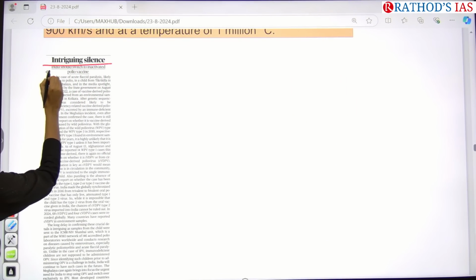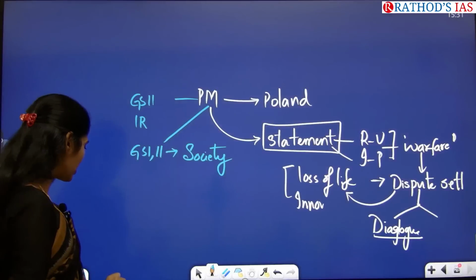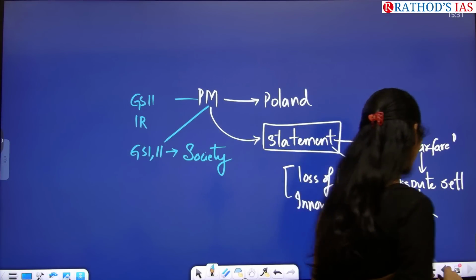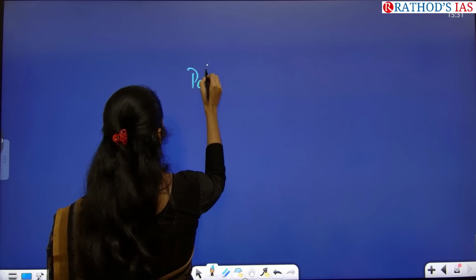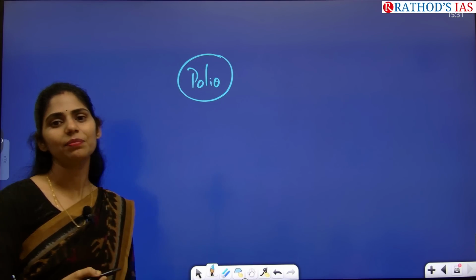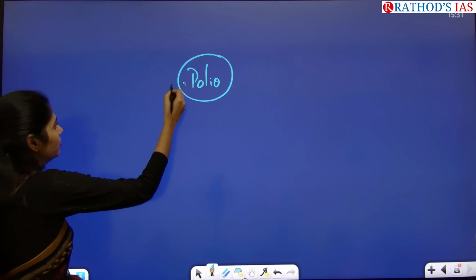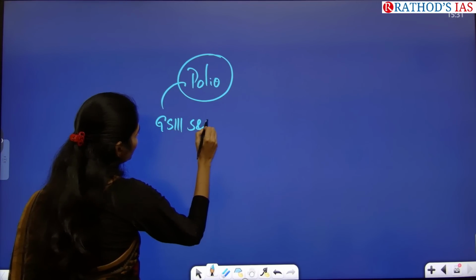Intriguing silence, India should switch to inactivated polio vaccine. So yesterday itself I said about polio, right? So what did I say in yesterday's class? Polio. So tell me from which subject you will be dealing with this polio? GS paper 3, science and technology.